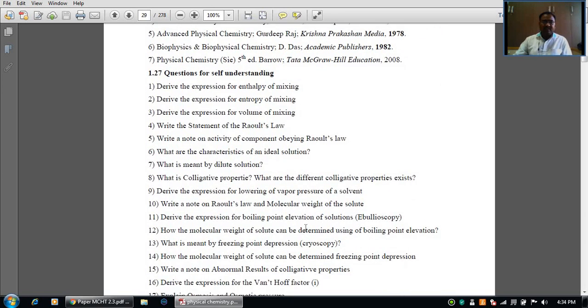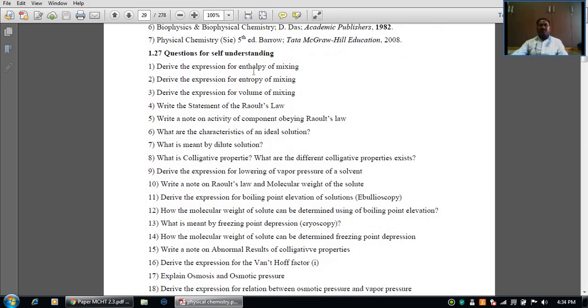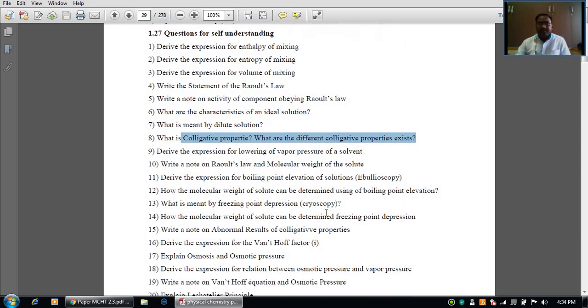Okay. Derive the expressions for enthalpy of mixing, the statement of Raoult's law, and activity of a component obeying Raoult's law, differences between ideal and non-ideal solutions, and the colligative properties. There are 4 important colligative properties: relative lowering of vapor pressure, elevation of boiling point, depression of freezing point, and osmotic pressure.